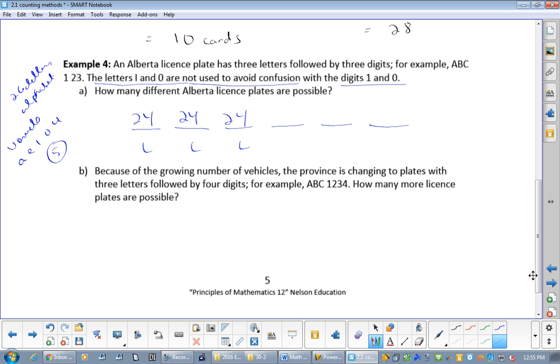Then the digits, then followed by three digits. That's all it says. Am I allowed to use 1 and 0? Yep, it doesn't say I can't. So these are the digits. So that is 10, 10, 10. Then you multiply those together.